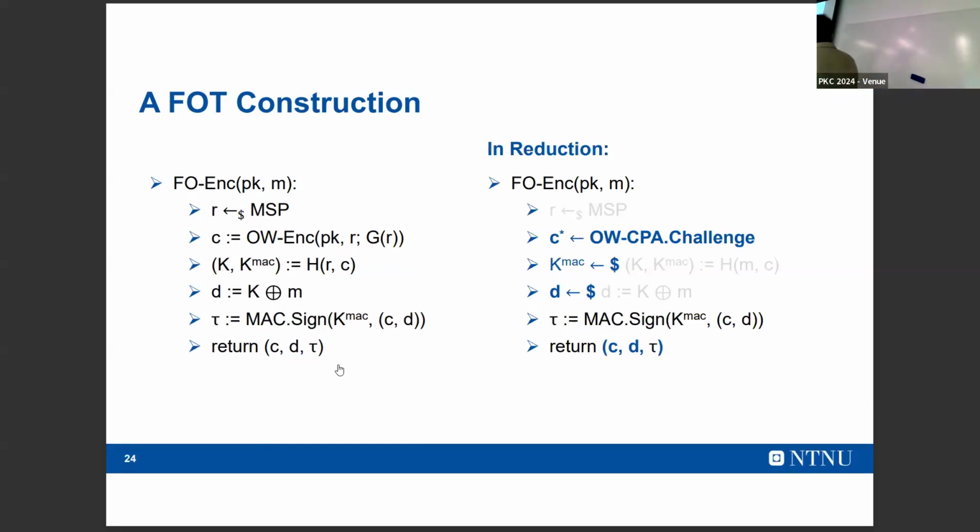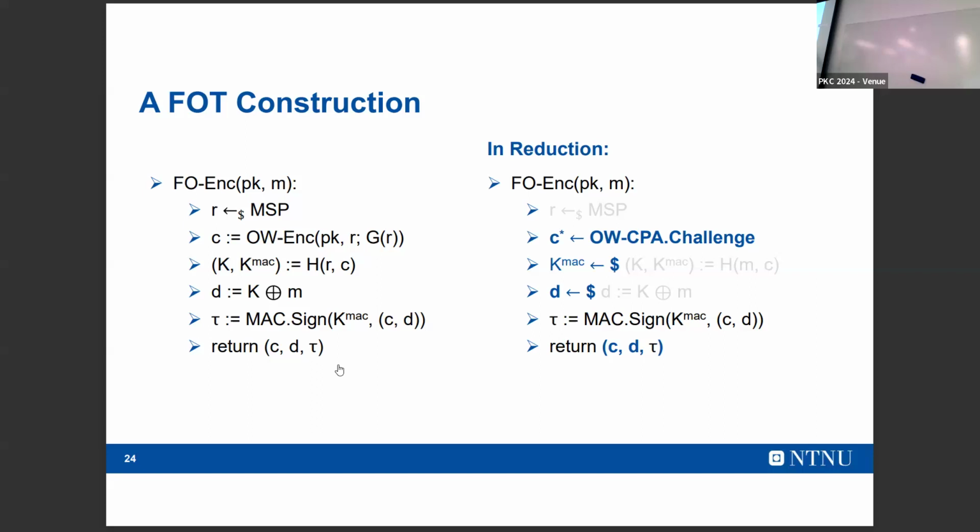And so to prove the security, we need to construct a reduction, right? So how do we construct the reduction? If we start from a one-way secure PKE, then in the one-way security game, we just get some challenge ciphertext, let's say C star. And because in the reduction we do not get the randomness, because the randomness is basically the one-way solution of the challenge ciphertext, we need to find a very clever way to simulate the ciphertext.